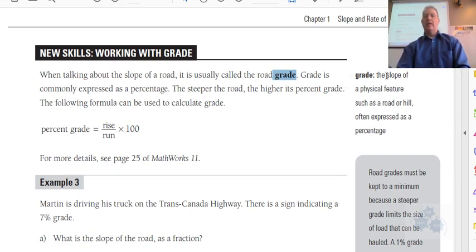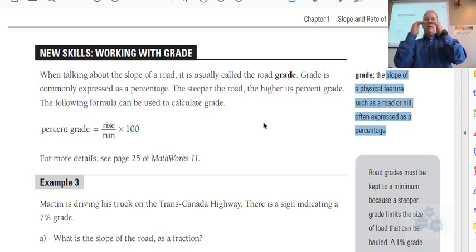What we're talking about is the slope of a physical feature such as a road or hill, often expressed as a percentage. So that's what a grade is. If you have a 0% grade, that means that the slope would be 0 as a percentage, and it's a flat surface. Does that make sense? So when you're driving, even a small percent actually turns into a really steep hill.